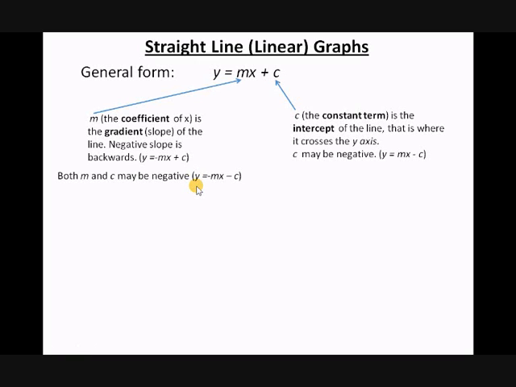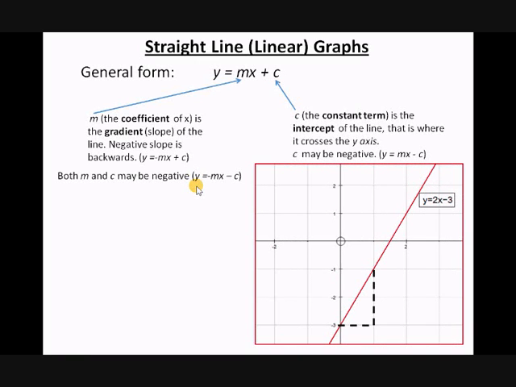To do that, let's have a look at that on a little picture. This is the graph of y equals 2x minus 3. The intercept is minus 3, coming from here, and the slope is 2, 1 along, 2 up. And that's straight line graphs.